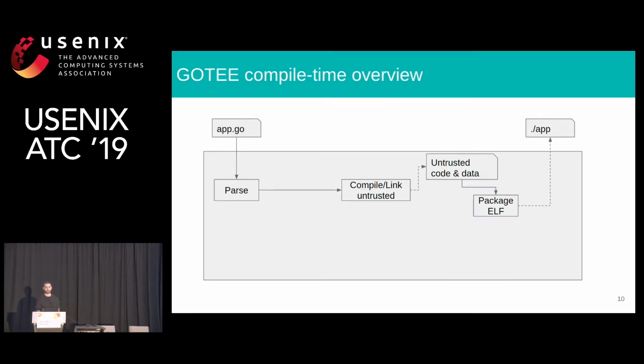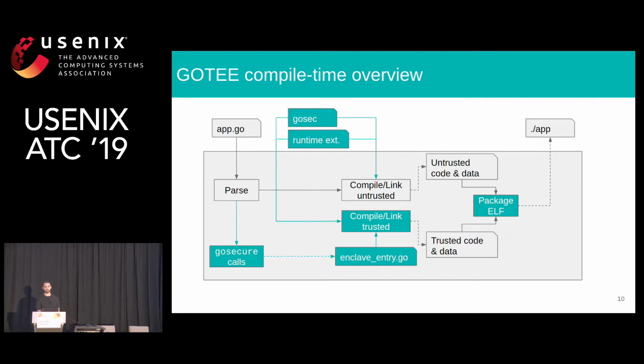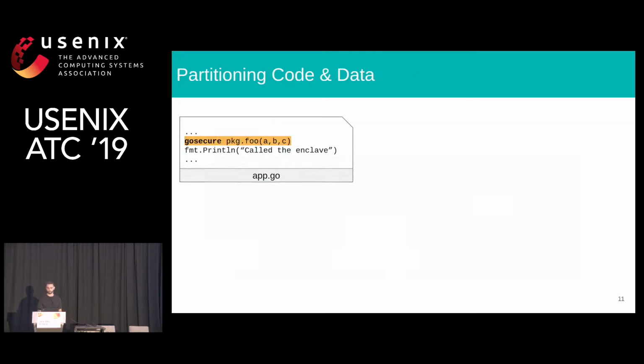So this is the standard pipeline when you compile a Go application. You have your app.go, and you end up with an executable called app. And these are the elements that we added. So at the top, you can see GoSec and the runtime extensions, which are our internal libraries. One thing that you should notice on this graph is that after parsing, we trigger a second compilation pipeline for trusted code. So we're going to look into that a little bit more.